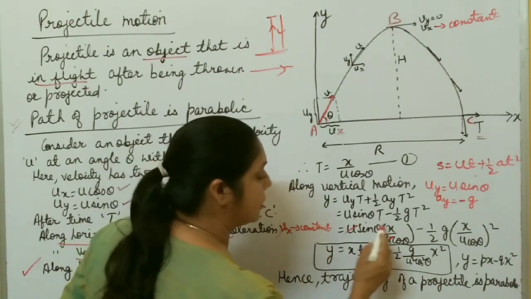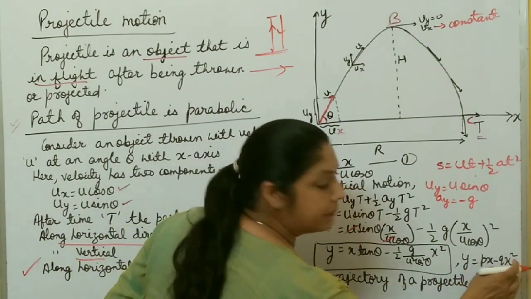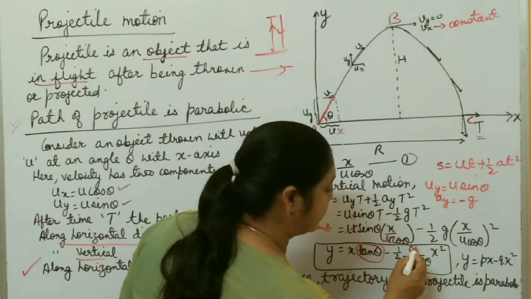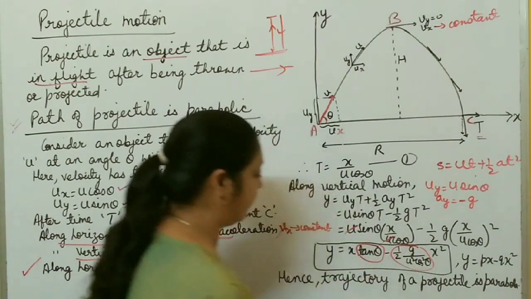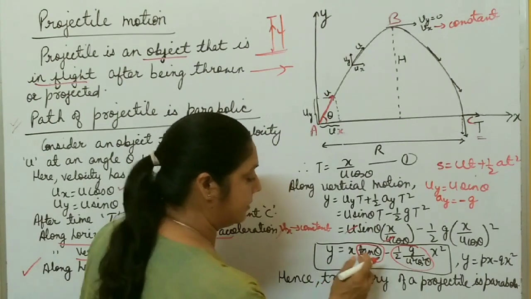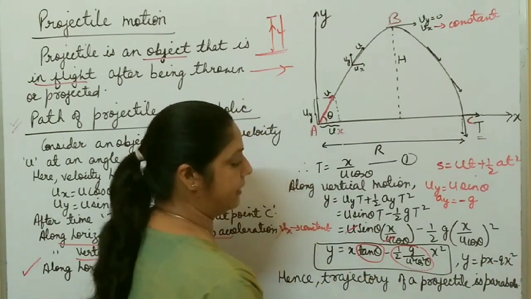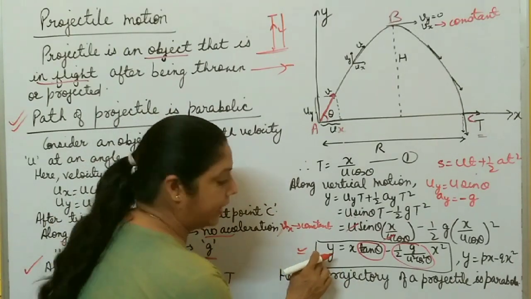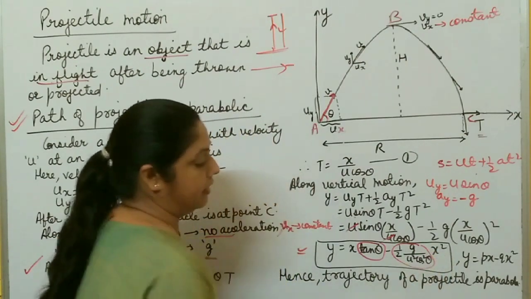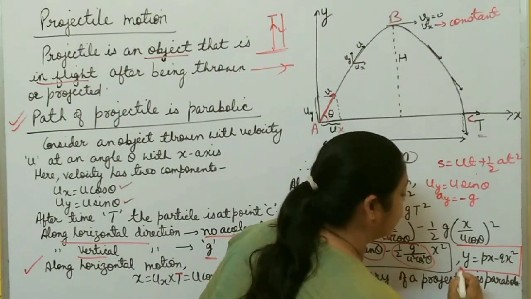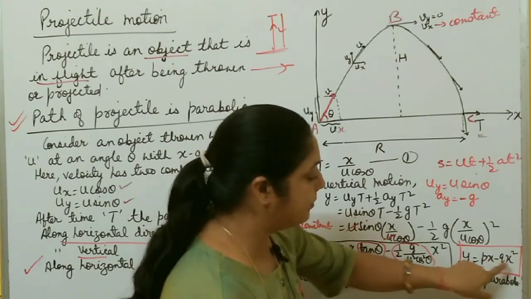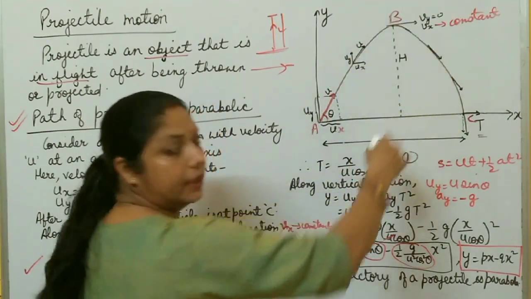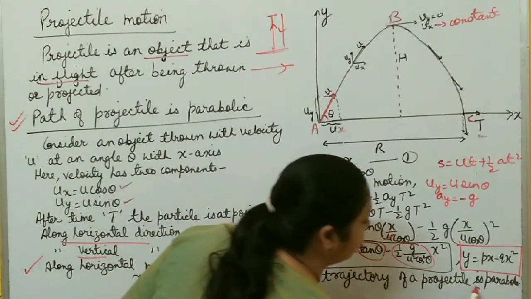So this equation is of the form y equal to px minus qx square. This is p, this is a constant, and these terms are q. So I can write y equal to px minus qx square, right? p and q are constants. So this equation is linear in y and quadratic in x. This shows that the trajectory of a projectile, or you can say the path of a projectile, is a parabolic path.